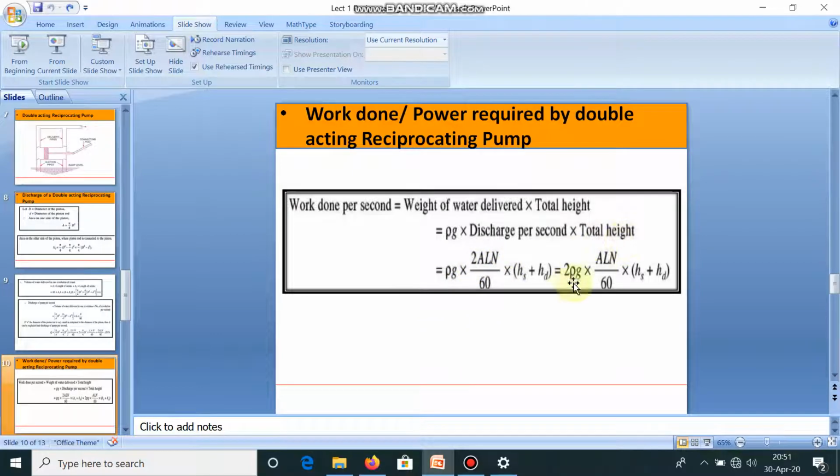Total height is nothing but the summation of suction head and delivery head. So the formula becomes 2 rho g into ALN upon 60 into total height, which is the summation of suction head and delivery head.